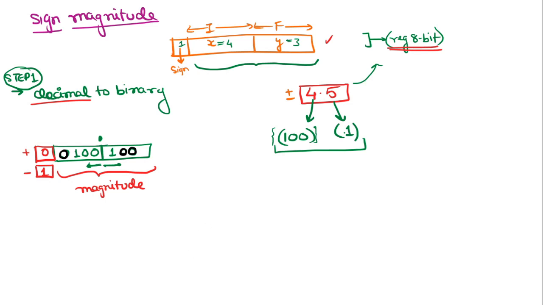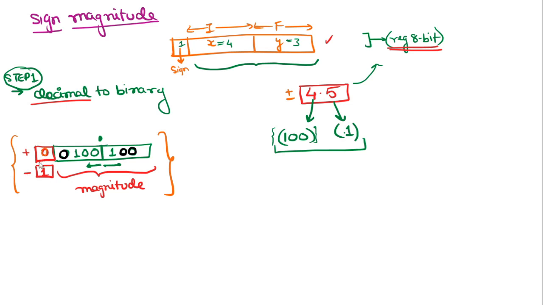So let's also look into the range of this representation. Let's suppose we have an 8-bit register, so how many numbers can we represent?